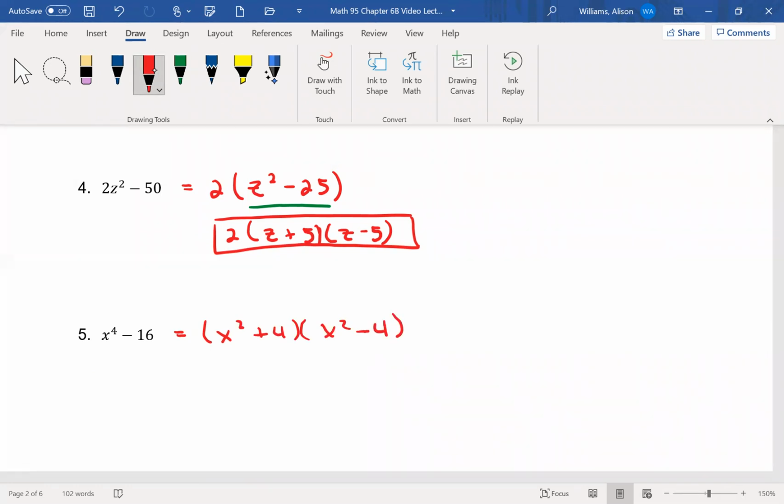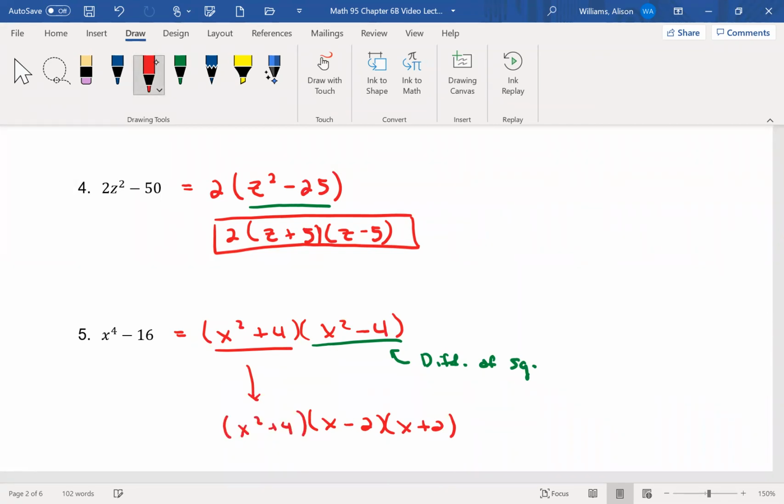But this isn't done. And the reason is this is another difference of squares. I'm going to abbreviate that. It's another difference of squares. So it can actually factor again. So it can factor into x minus 2 times x plus 2. But this one is not a difference of squares. So we just need to bring it down into the final answer. So it's just going to stay out in the front, x squared plus 4. But the x squared minus 4, that factors again. And then this would be our final answer.